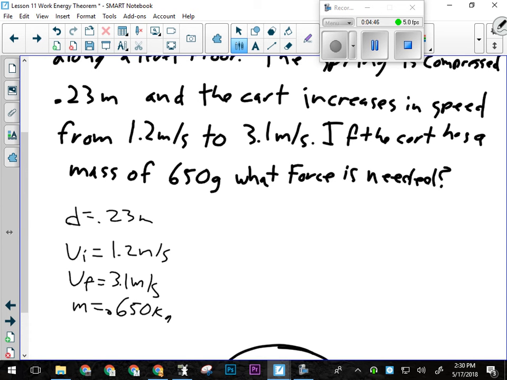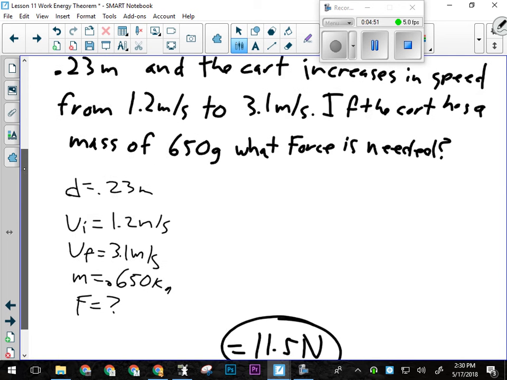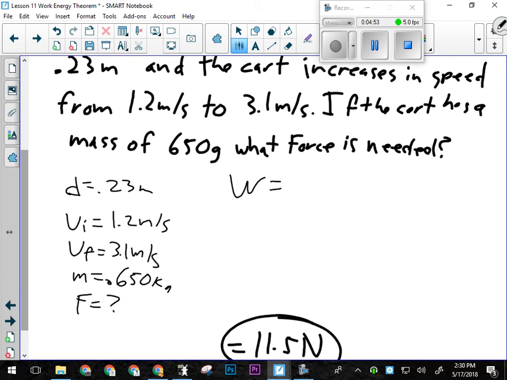What was the force that was needed? So we're looking for F. It'll end up being 11.5. You got 11.5, you did it right. So work equals our change in, and in this case, it will be kinetic energy because the car is increasing in speed, not in height. So work can be calculated using force times distance, which is what we'll have to do as we were given distance and are asked for force. In terms of the change in kinetic energy, that's going to mean final kinetic energy, 1/2 mvf squared, minus initial kinetic energy, 1/2 mvi squared.